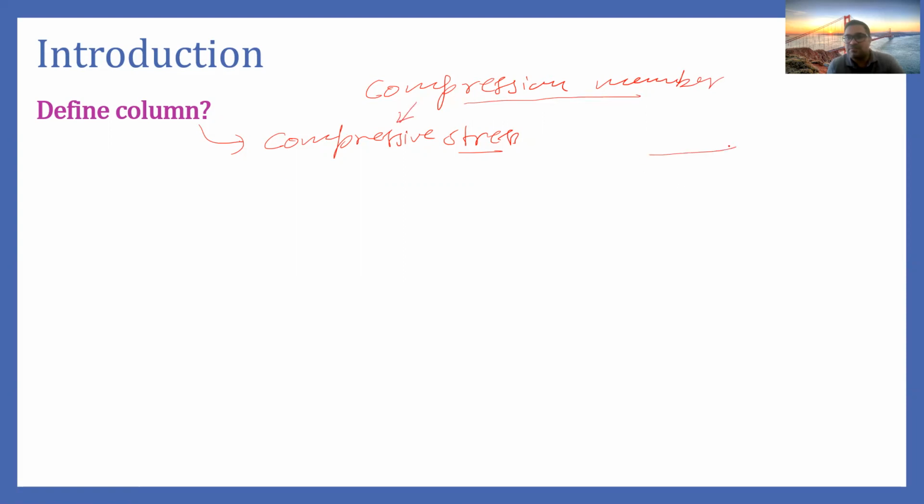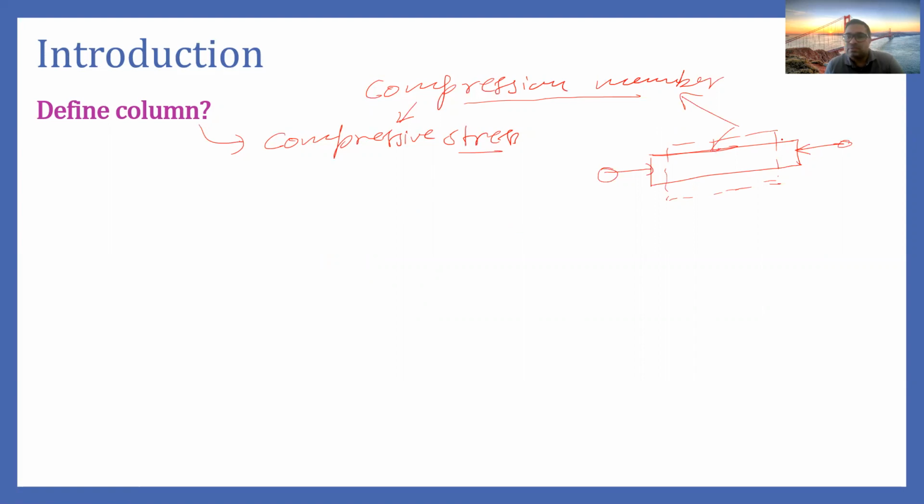For example, if we have, say, this is the body, and if we apply force inwardly, what happens? The body will compress, it will be reduced in the size. This is happening because of the compression applied due to these two forces. So this member will be considered as compression member.